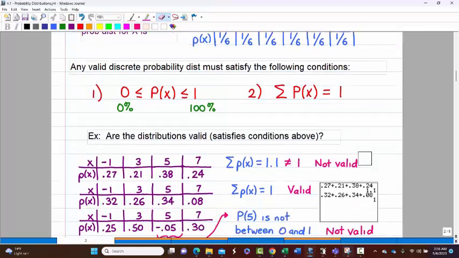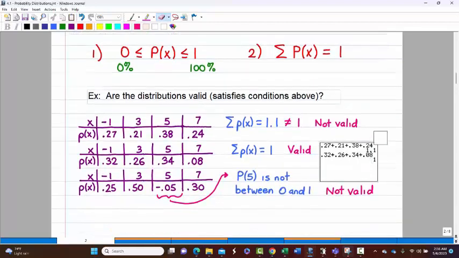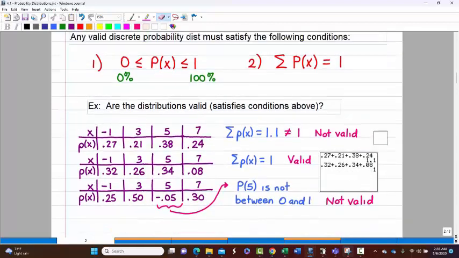Now let's see if these distributions might be valid by that definition. The values of X do not matter. Those X's can be anything, even negative. We're just looking at the probabilities. So we have four probabilities. Individually, they're all fine. They're all between zero and one. That part's good. But when you add them up, which I did here in the calculator, they add up to 1.1, which is not equal to one. Therefore, that probability distribution is not valid, not possible.